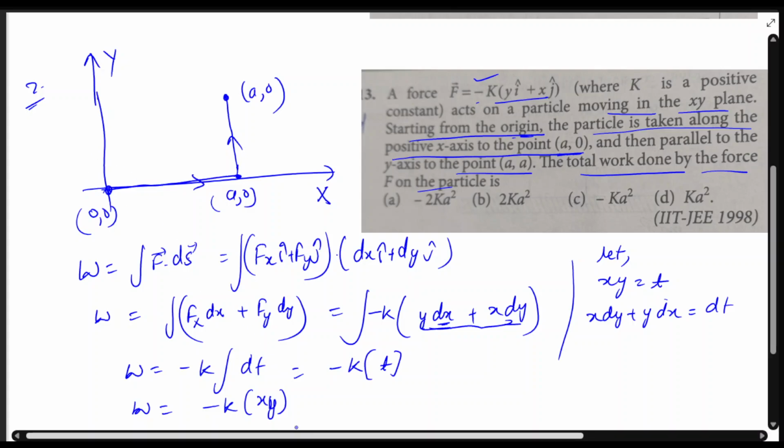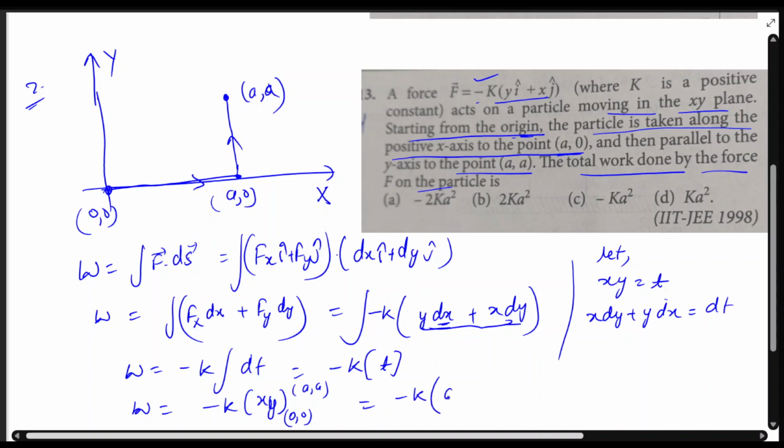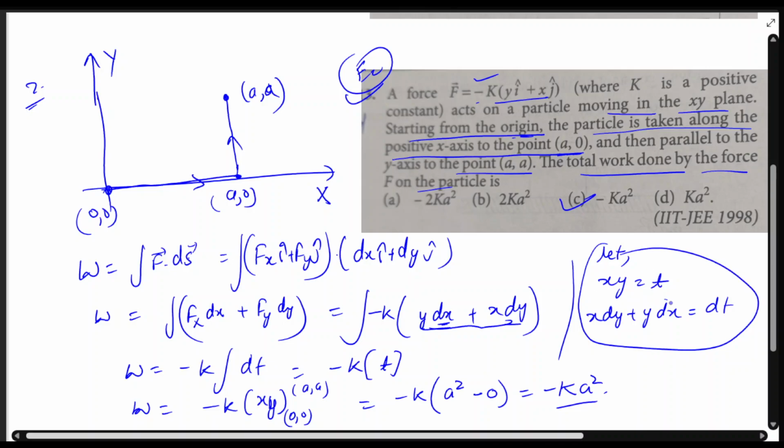It is starting from (0, 0) and going to (a, a). We don't know whether it is moving from (a, 0), or from (0, a) to (a, a), right? We do not need it. Just write it. We'll get minus k, this will be a square minus 0. The answer will come out to be minus k a square. So it's an easy question again. Remember these steps, okay. We'll be using them many times.